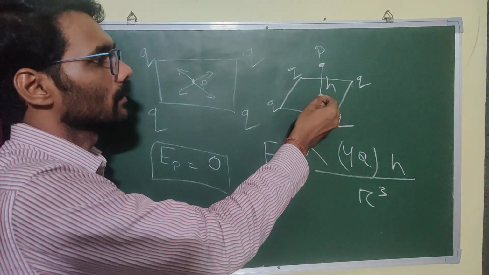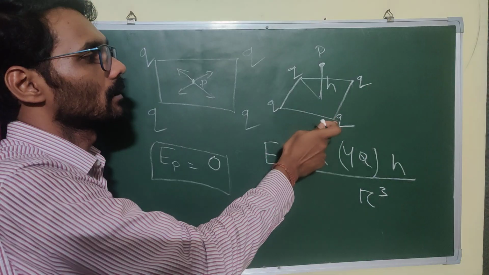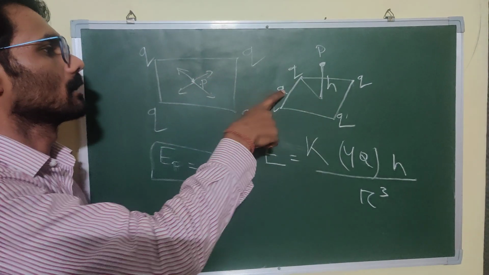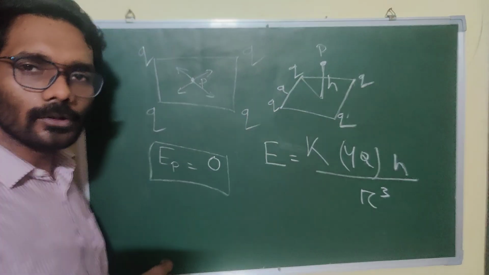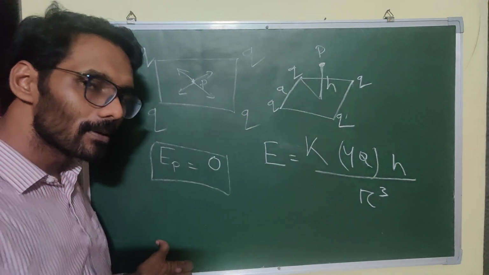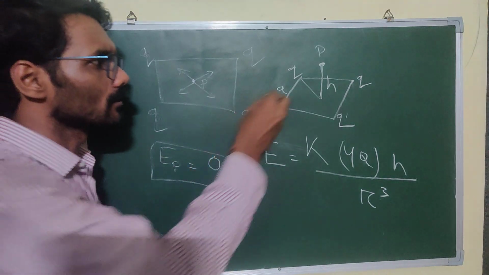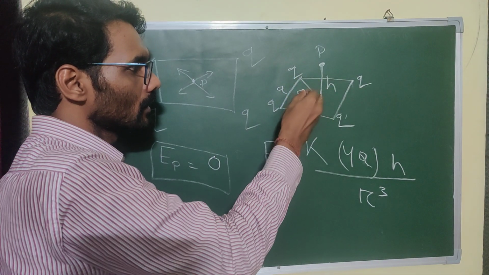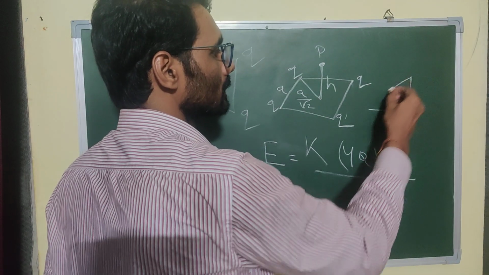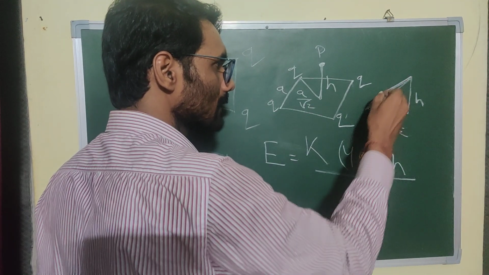This is R. So how to find out this distance? This is H. Let's say the side of the square is A. So this diagonal of the square is going to be root 2 A. This distance is half of the diagonal, so root 2 A by 2, so A by root 2. So this distance is going to be A by root 2, and this is H. So we have to find out this R.